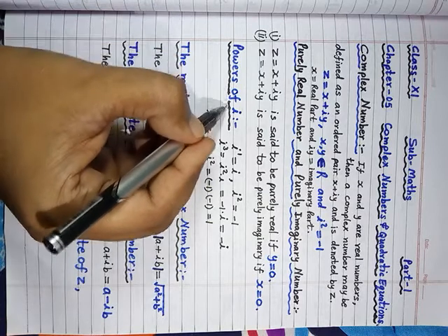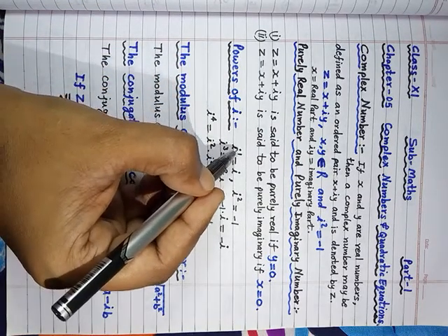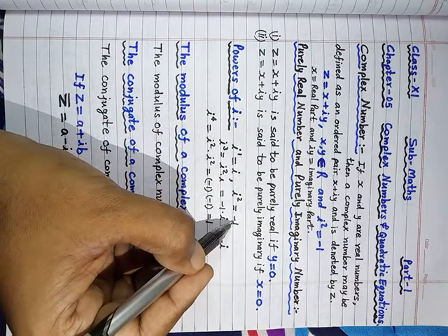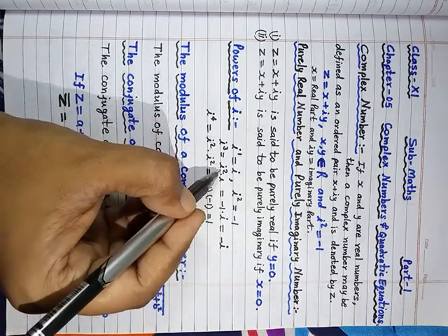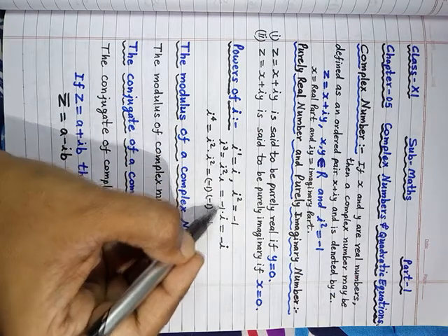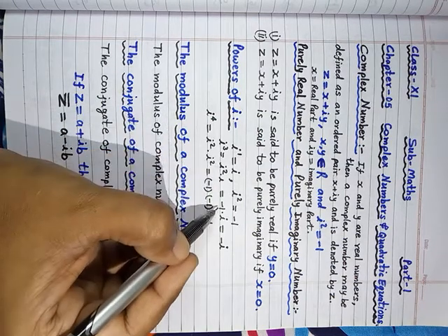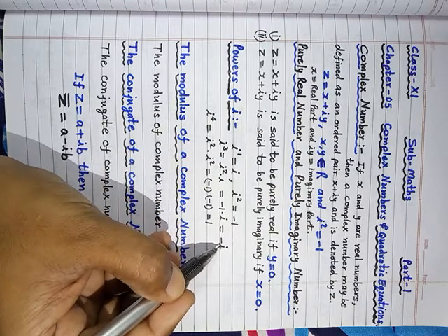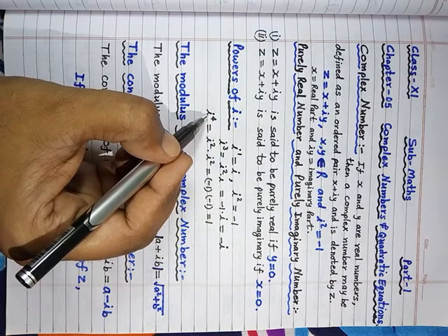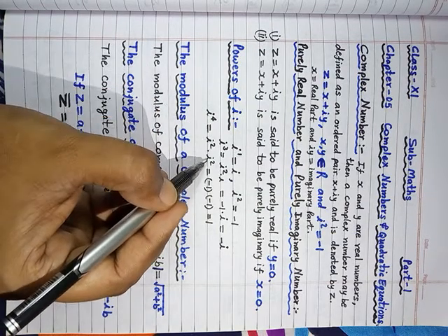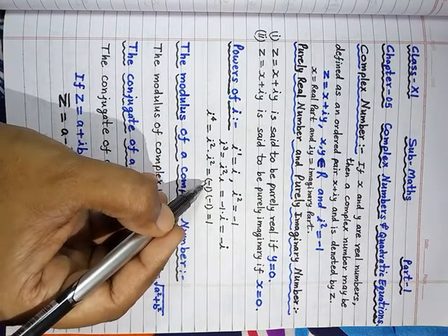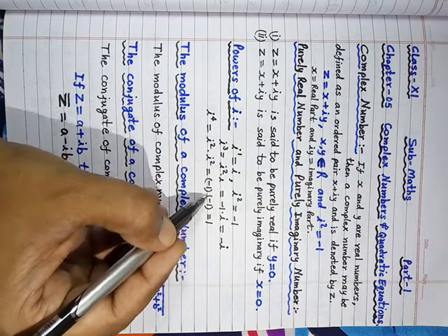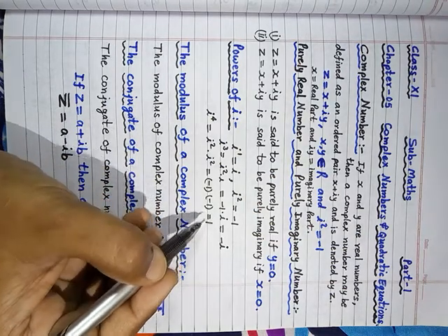Now, powers of i. i to the power 1 is i, i squared is equal to minus 1, i cubed is equal to i squared into i, which is minus 1 into i, equal to minus i, because i squared is equal to minus 1. i to the power 4 is equal to i squared into i squared, and i squared is minus 1, so minus into minus is plus 1.